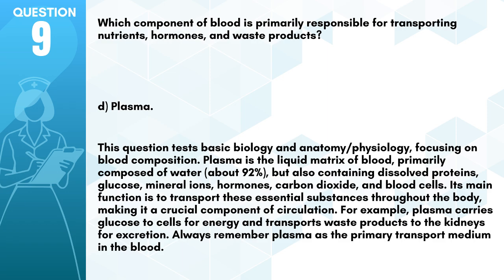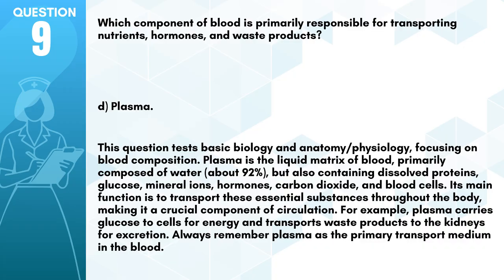Answer: D. Plasma. This question tests basic biology and anatomy/physiology, focusing on blood composition. Plasma is the liquid matrix of blood, primarily composed of water, about 92%, but also containing dissolved proteins, glucose, mineral ions, hormones, carbon dioxide, and blood cells.